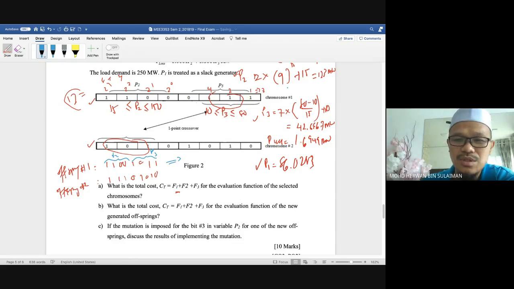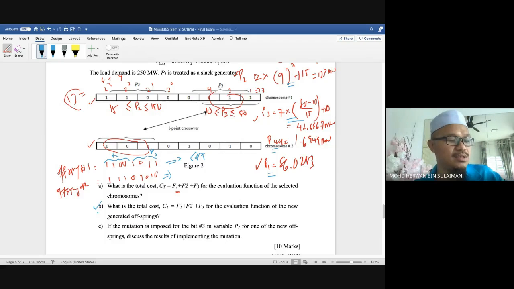Decode using this expression for P2, and then using the expression for P3. Next, you calculate your loss, then you calculate your P1. Once you get your P1, P2, P3, you calculate your cost. Similar with offspring number 2. Okay, that is question B.